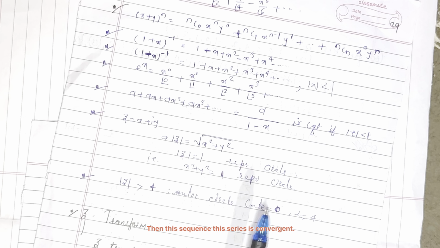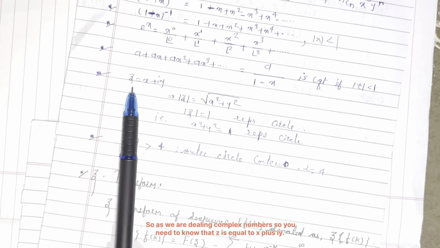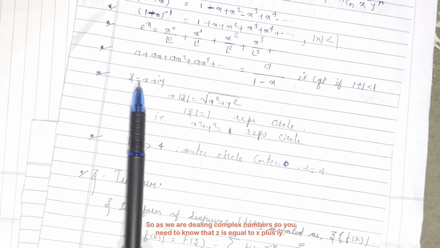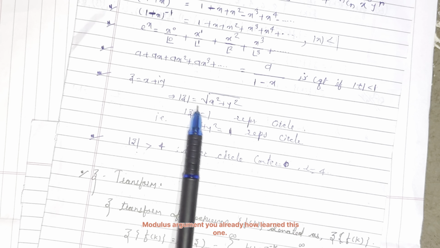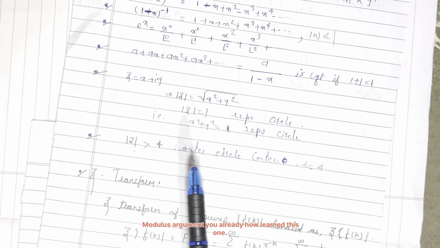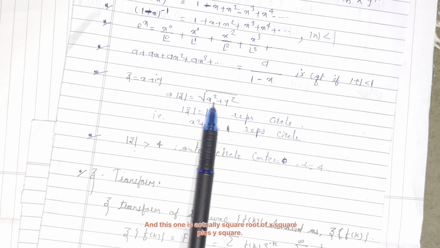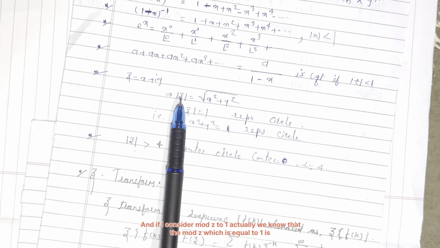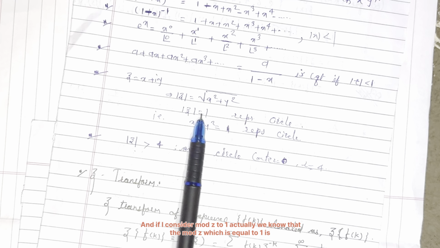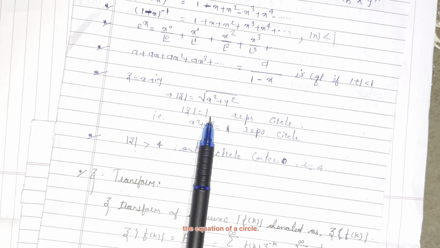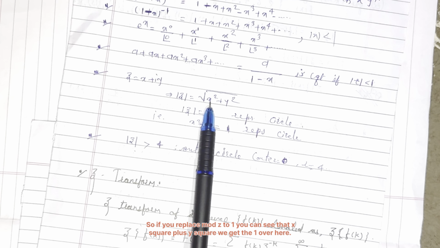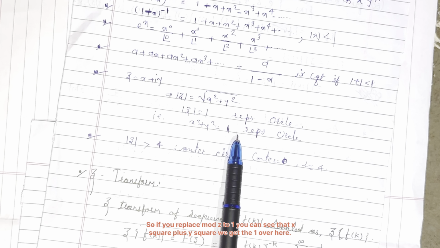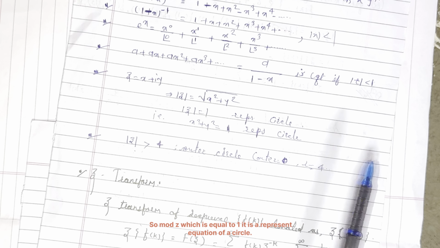As we are dealing with complex numbers, you need to know z is equal to x plus iy, and the modulus of z can be written as the square root of the first term squared plus the second term squared. Modulus and argument, you have already learned this. This is actually the square root of x square plus y square. We know that mod z equal to 1 is the equation of a circle. If you replace mod z with 1, you can see that x square plus y square gives us 1 over here. So mod z equal to 1 represents the equation of a circle.